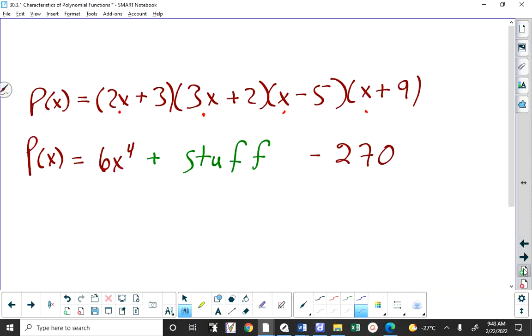So the negative 270 is the product of all of the constant terms. That's the product of 3 and 2 and negative 5 and 9. And where I'm going with this is that this term and this term are important in terms of graphing a polynomial function in a general sense. The middle of the sandwich, all that other stuff, doesn't really tell you much about the graph. It's the first term and the last term.